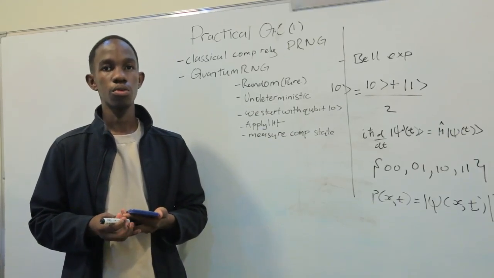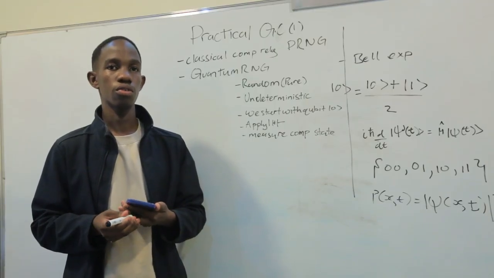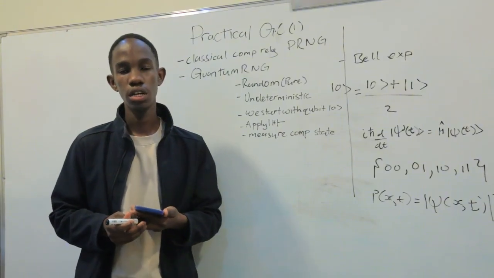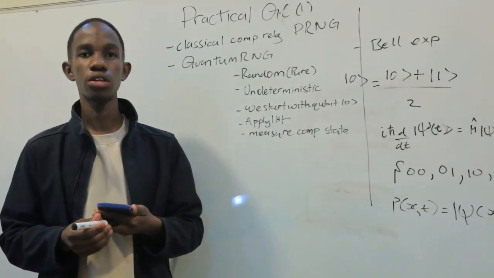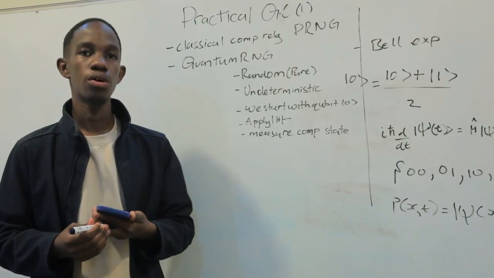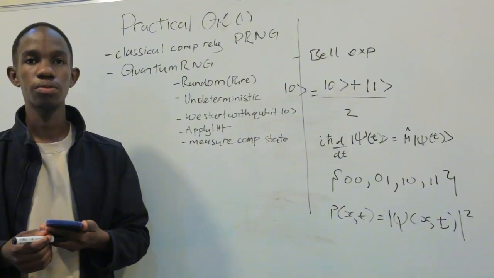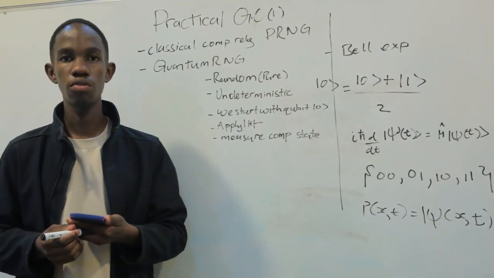Today I'm going to be taking you through quantum mechanics. In specific, we shall be covering the practical sessions. So today we're going to be looking at the quantum random number generator, QRNG, which is a practical application of making purely random numbers in quantum computing. So we shall start with the classical overview.